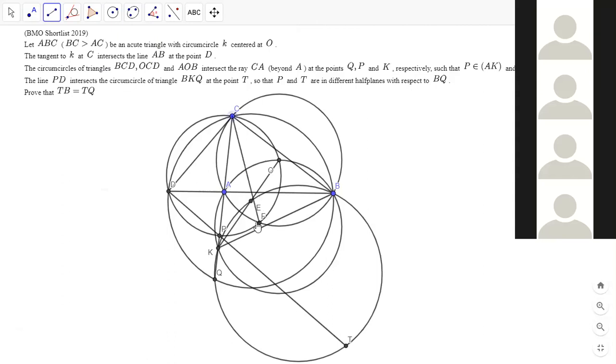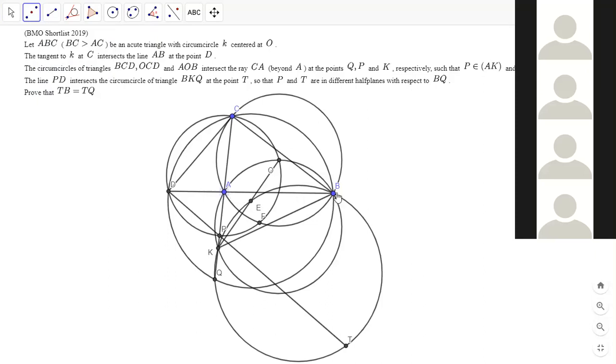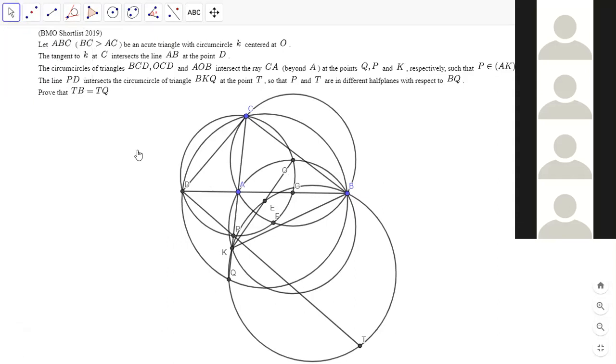I don't think so. I wonder if this is the midpoint of AB. Yeah, it is the midpoint. So P is the midpoint of AQ, of course, because the circle OCD has the diameter DO, and if G is the midpoint, then OG will be perpendicular to DG. So let's say I will prove P is the midpoint of AQ.